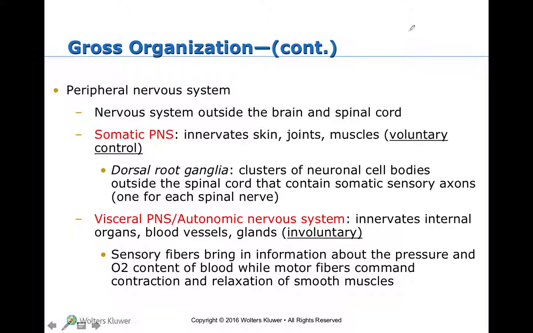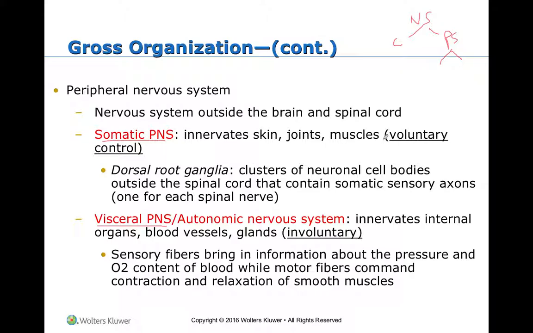So we said that the nervous system is divided up into the central nervous system and the peripheral nervous system. Well, what are the further divisions of the peripheral nervous system? This is, again, the nervous system that lies outside of the brain and spinal cord. This is composed of the somatic peripheral nervous system, or the somatic nervous system, and the visceral nervous system, or the autonomic nervous system. So the somatic nervous system is controlling our voluntary control.